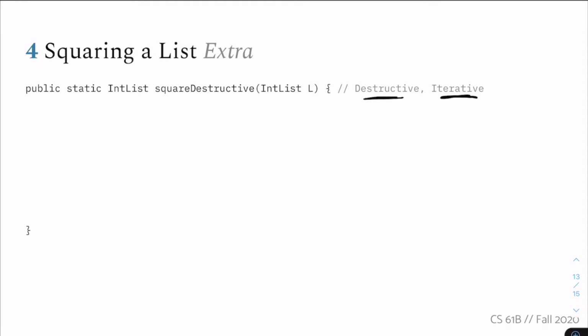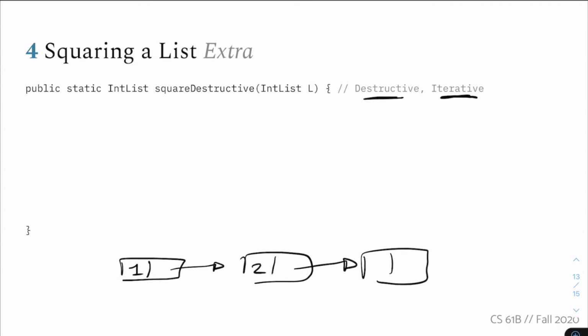Okay, let's reconvene and think about this. So let's talk about this visually for a second. So I have this int list, let's say it's 1, and then it's 2, and then it's 3, and whatever. Let's say it's 4 items. Okay, great. So what do I want square destructive to do?